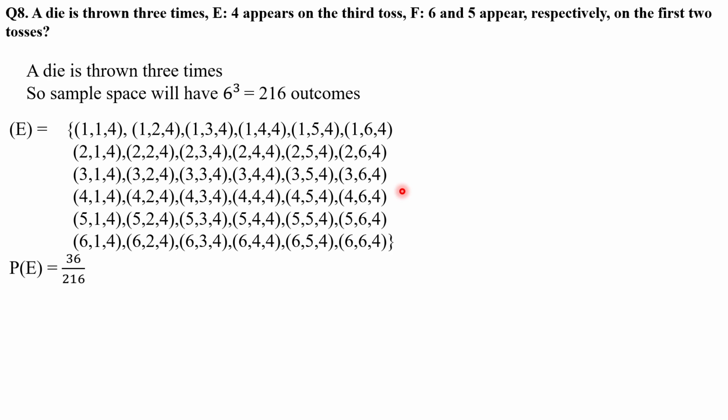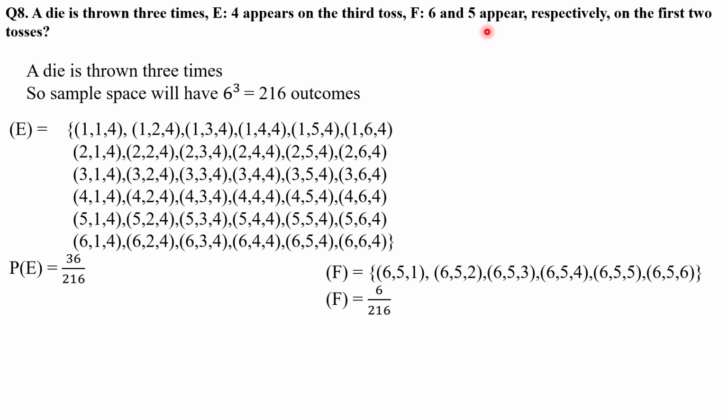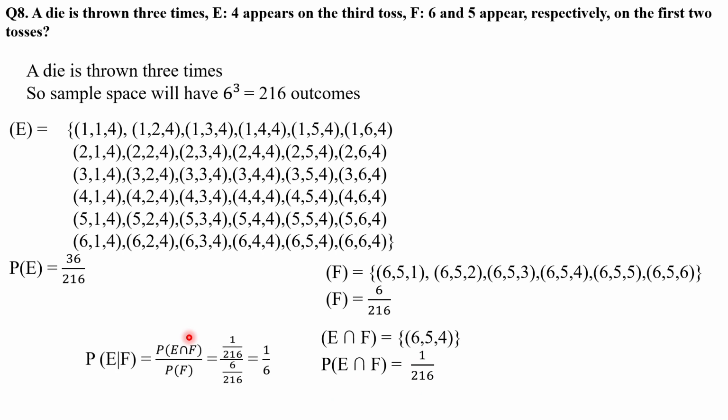Okay. So probability will be 36 upon total is 216. Now F is saying 6 and 5 appear on first two tosses. So 6 5, 6 5, 6 5, 6 5. So 1 to 6 it is 6 5. So that is the 6. So 6 upon 216. Now E intersection F is only this one. So we will find P(E intersection F). Now we will need to find P(E given F). So we will put the formula of that and put the value and then we will get the answer.